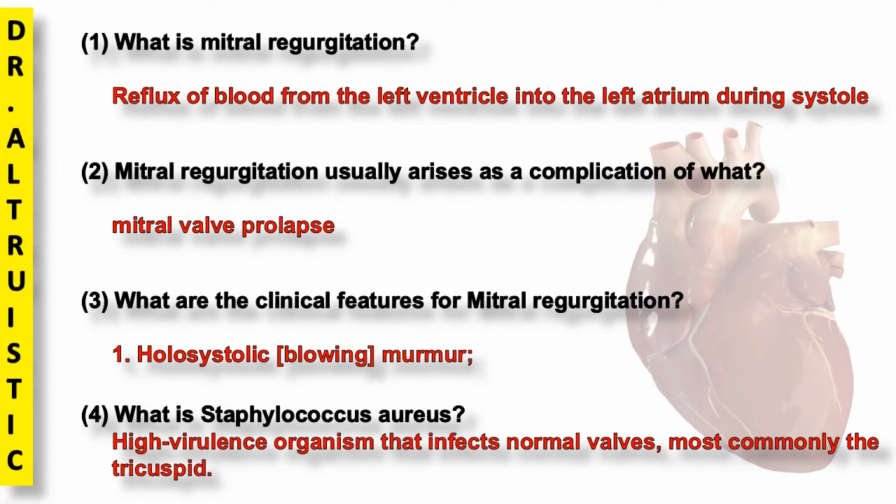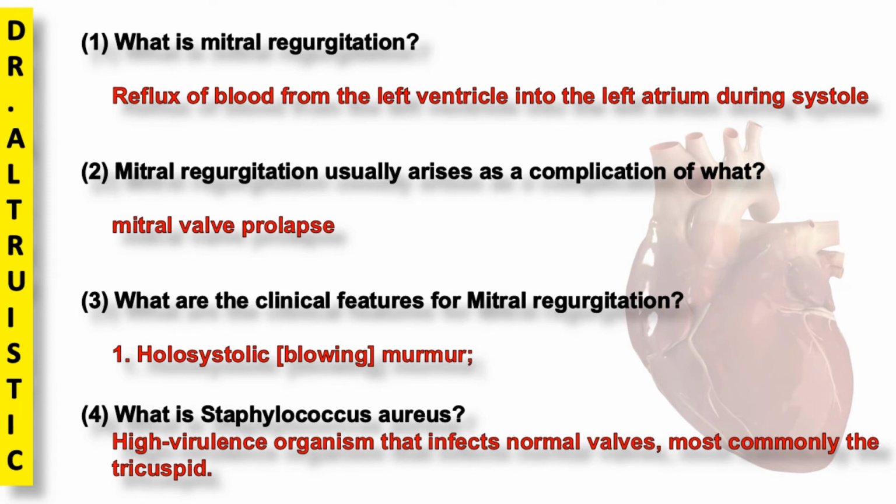One. What is mitral regurgitation? Reflux of blood from the left ventricle into the left atrium during systole. 2. Mitral regurgitation usually arises as a complication of what? Mitral valve prolapse.